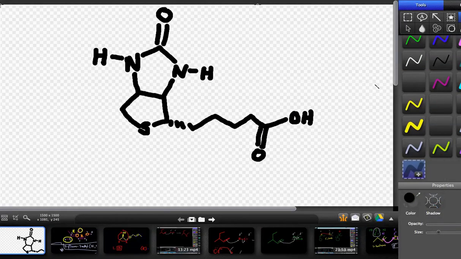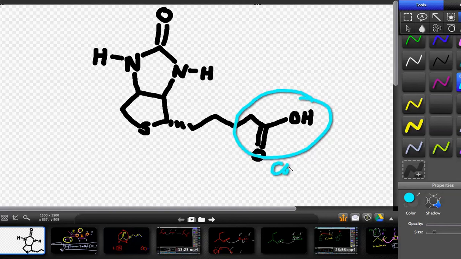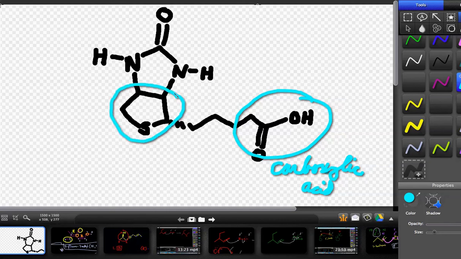So if we look at number 5, we're given a structure of biotin. Biotins are important in mediating 1-carbon transfer reactions in mammalian systems. Let's start with the obvious functional groups. We have a carboxylic acid. This one's a little bit controversial, but we can call this a cycloalkane. It just has a sulfur in it.